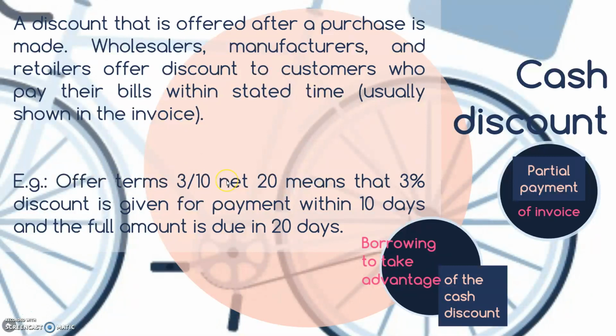Basically, part of it is paid before the end of the offer terms, and another part is paid after 10 days. So how to calculate? That person is still entitled to the discount, but just on the part that he pays before 10 days, the first half. After that, he is not entitled to get this 3% discount. So how do we calculate when the payment was made partially like that? We are going to discuss that on this part.